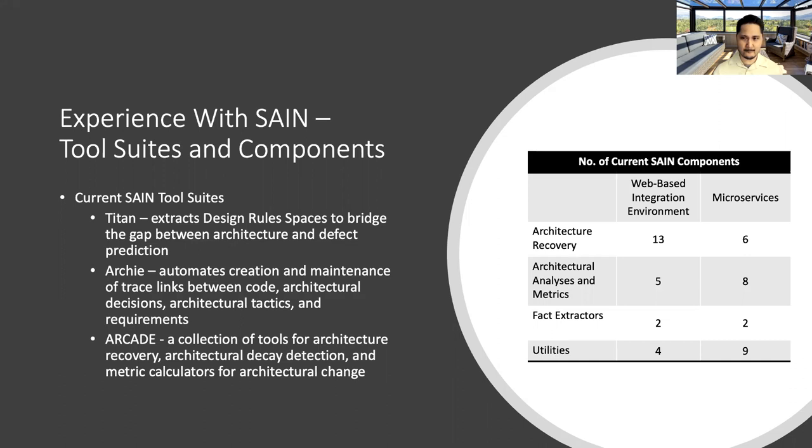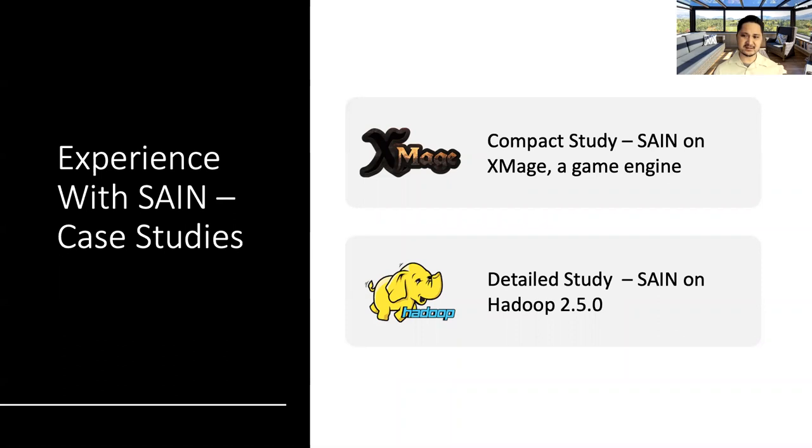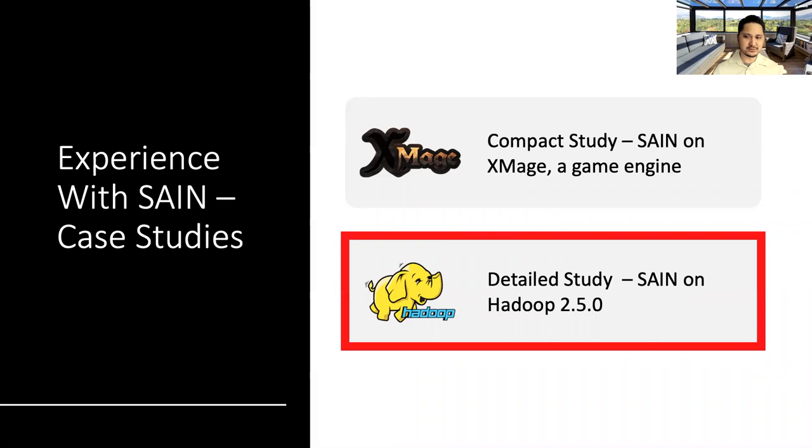In the same paper, we discuss two case studies: a compact study involving a game engine called XMage, where we use SAIN to recover XMage's architecture and detect smells in it, and a detailed study of Hadoop 2.5.0. Hadoop is one of the most widely used platforms for distributed data processing and storage using the Google MapReduce paradigm. Let's focus in on the Hadoop study in more detail.